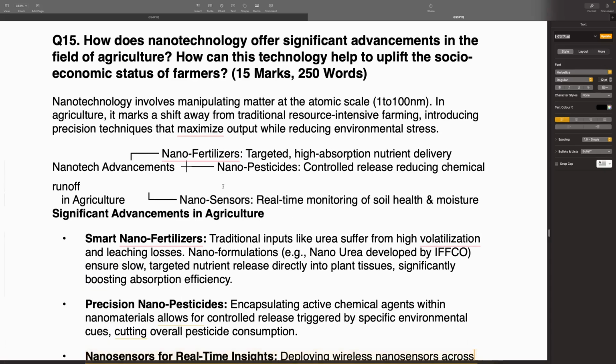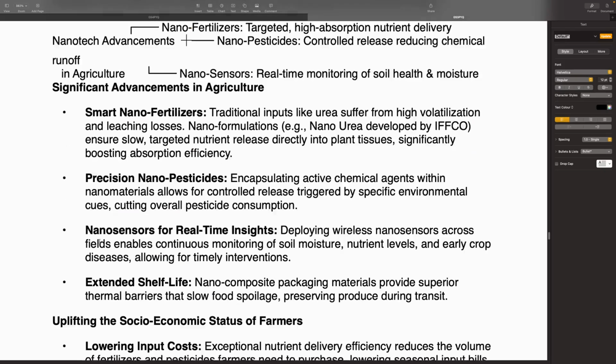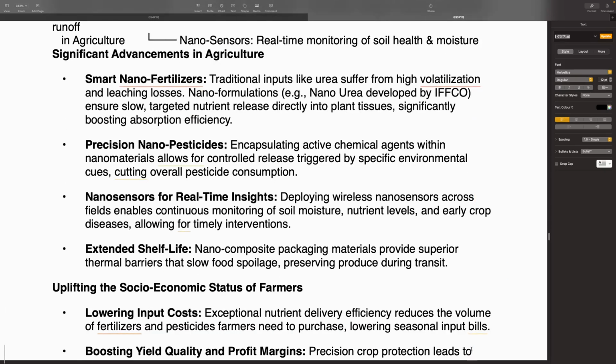In agriculture, it marks a shift away from traditional resource-intensive farming, introducing precision techniques that maximize output while reducing environmental stress. Significant advancements in agriculture. Smart nanofertilizers. Traditional inputs like urea suffer from high volatilization and leaching losses. Nano formulations, for example nano urea developed by IFFCO, ensure slow, targeted nutrient release directly into plant tissue, significantly boosting absorption efficiencies.